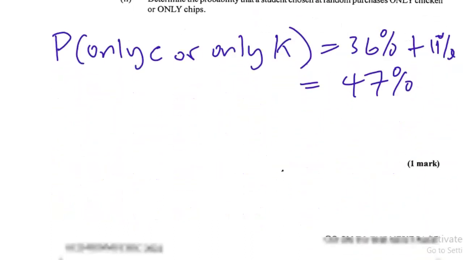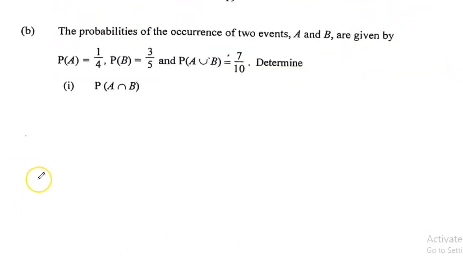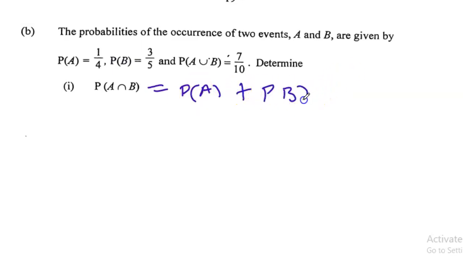Next, it seems to be conditional probability. So probability of A intersect B. So remember, probability of A intersect B is the probability of A plus probability of B minus the probability of A union B. And where does this come from?